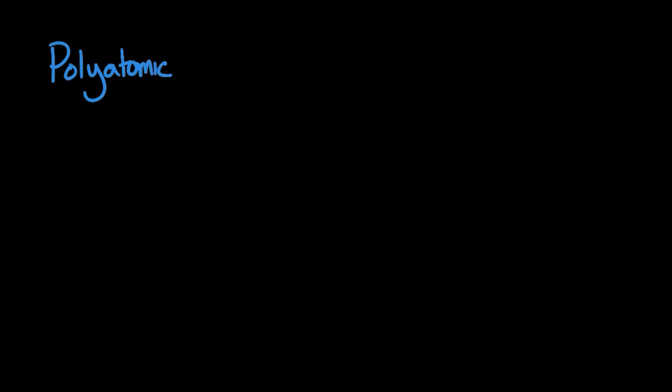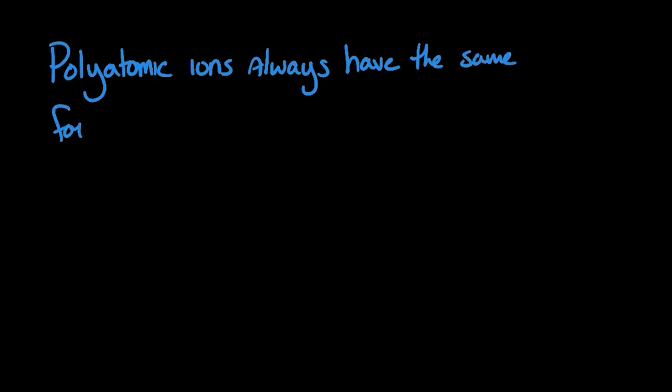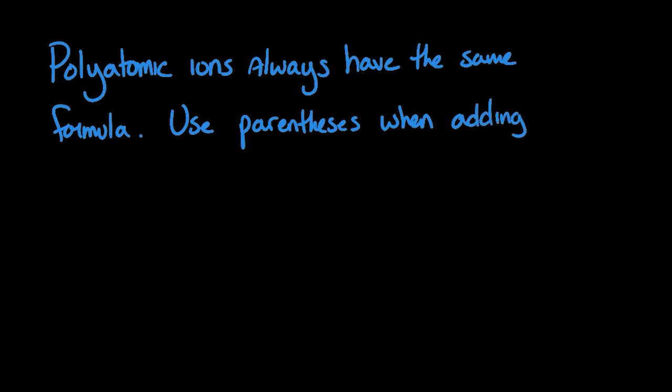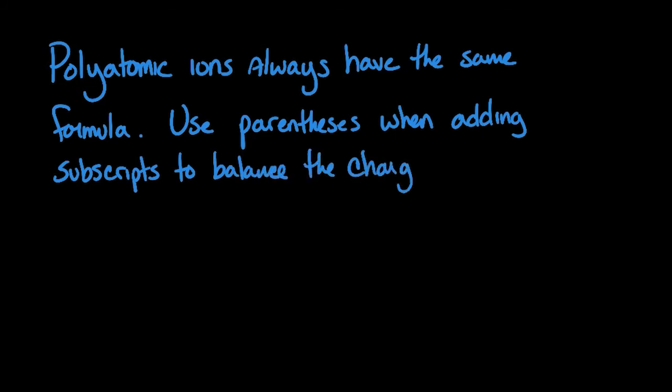If we're going from the name of an ionic compound to its chemical formula, we just need to remember that polyatomic ions always have the same chemical formula. And we're still going to use subscripts to balance the charges of the polyatomic ion and whatever it's bonded to. And we might need to add parentheses around the polyatomic ion to make it clear of what that subscript is modifying. So for example, let's write the chemical formula for lithium carbonate.